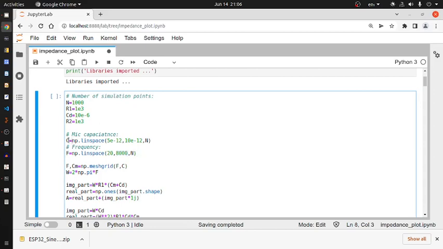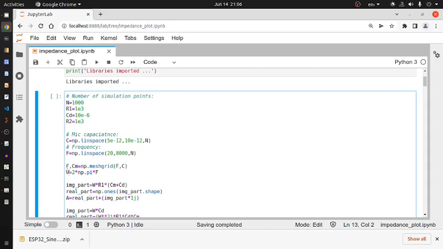Similarly, for the capacitance value, 5 to 10 picofarad, within that I want n equally spaced sample points to simulate the experiment. Then this mesh grid is created with values of C and F. Mesh grid means I'm just creating a rectangular kind of box over which one axis is C, another axis is F, and we want the grid values. That's why this mesh grid is created.